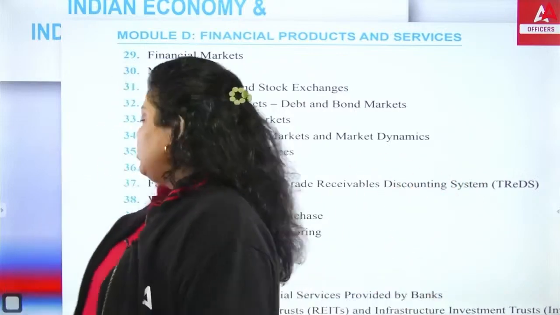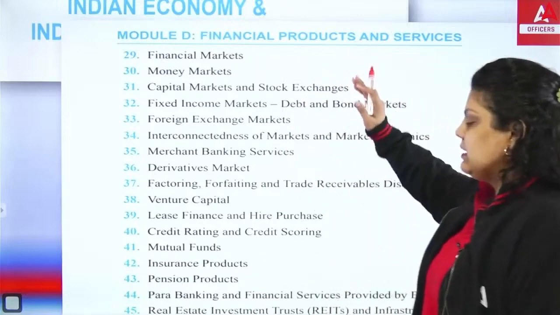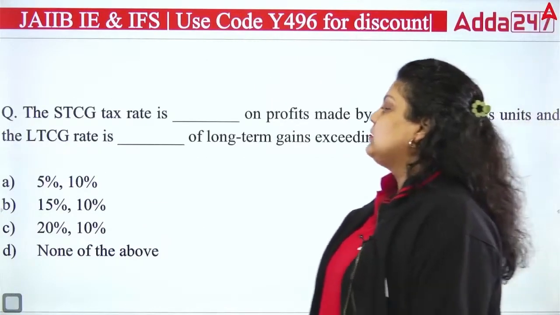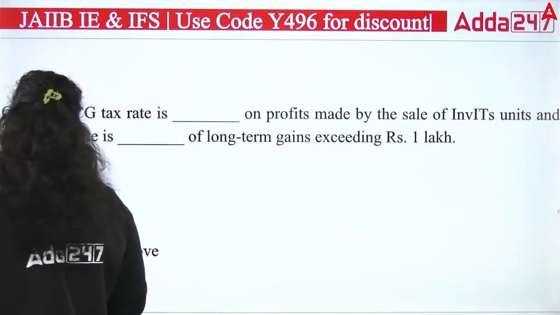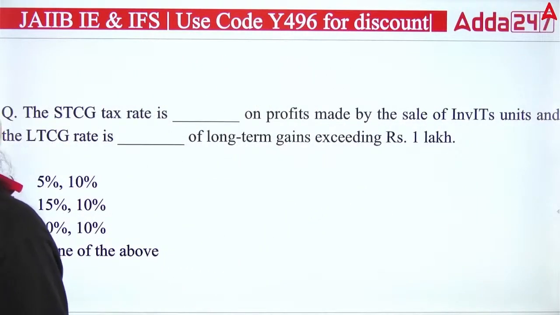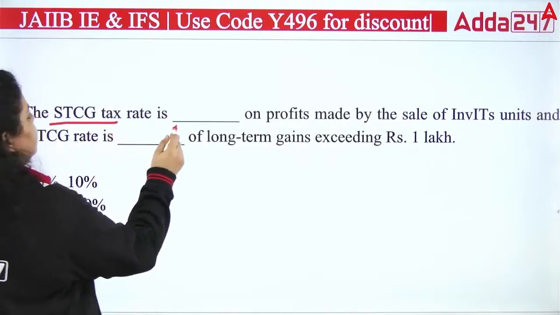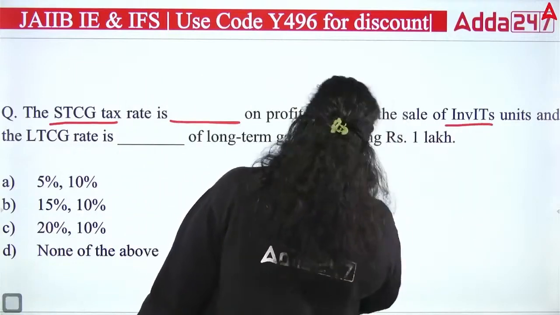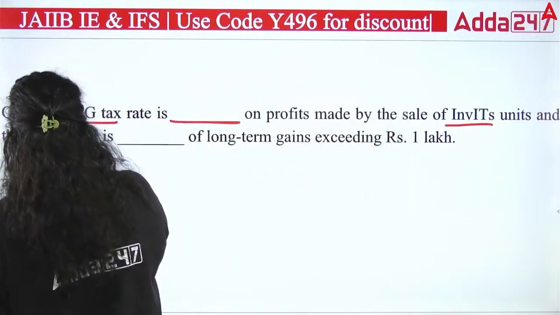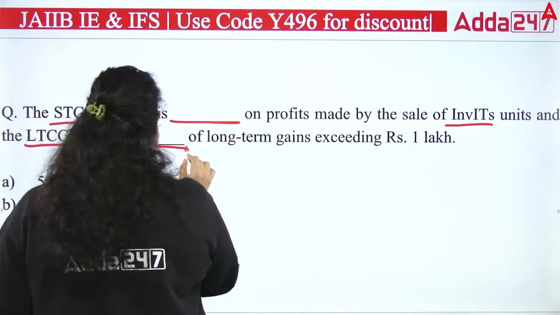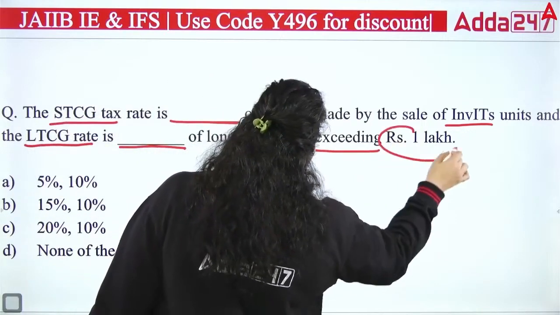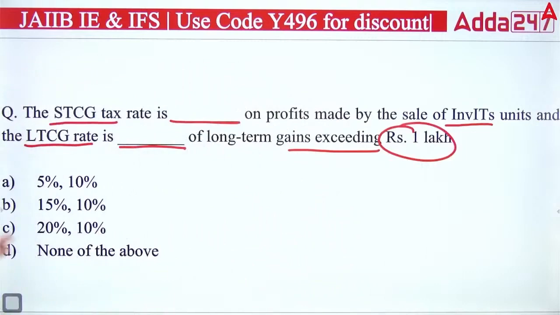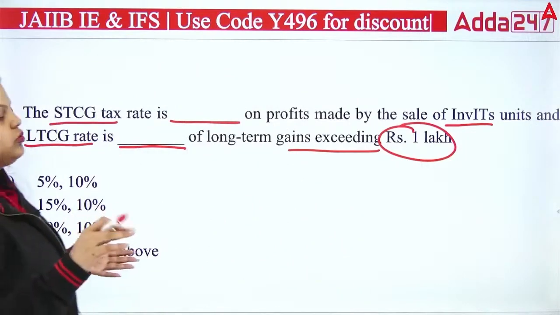So in this session we will be discussing all these units combined, and let's start with the first question, that is talking about the short-term capital gain tax rate is dash on profit made by the sale of InVITs units, and the long-term capital gain rate is dash on long-term gains exceeding ₹1 lakh. So short term means the period that is less than 1 year. Long term means the period which is more than 1 year.